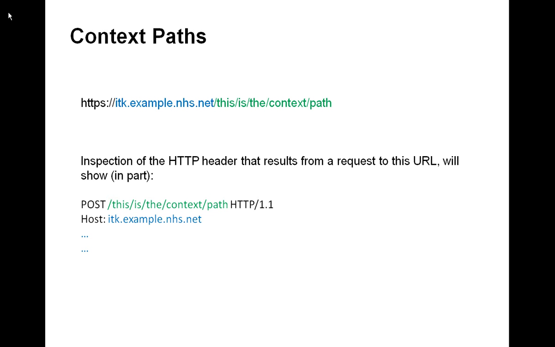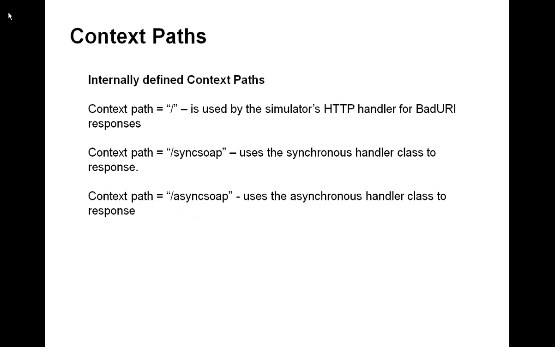For messages being transmitted to TKW from a system under test, where TKW is working in simulator mode, there are three context paths which are already declared in the internal TKW properties, which are an unpopulated one, which is used by the simulator's HTTP handler for bad URI responses. There's a sync SOAP, this uses a synchronous handler class, and the async SOAP, which uses the asynchronous handler class for its response.